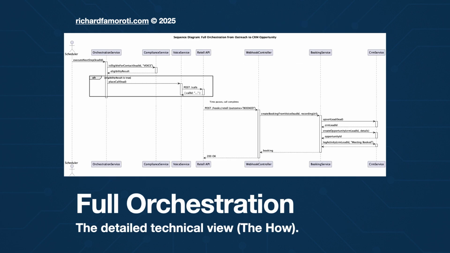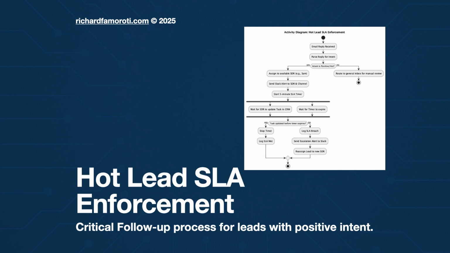Next, we have the full orchestration, or the how. This is the detailed step-by-step view of the same outreach flow, showing the actual service calls between the orchestrator, compliance service, voice service, webhooks, and CRMs. It is a perfect technical follow-up to the activity diagram. You understand the what from the activity diagram, and then this sequence shows you the how.